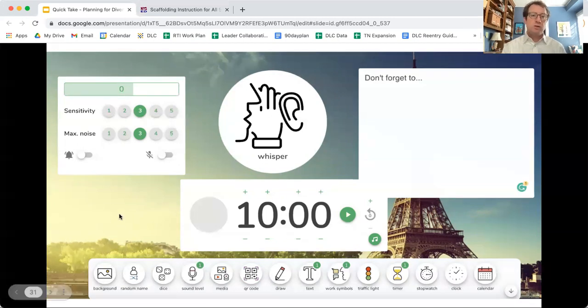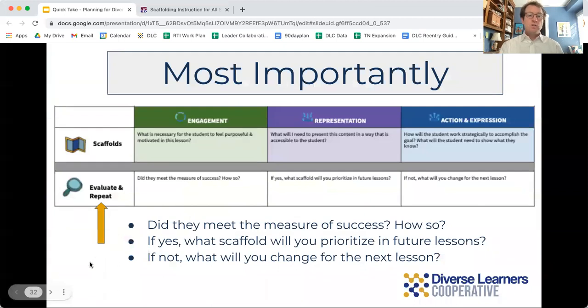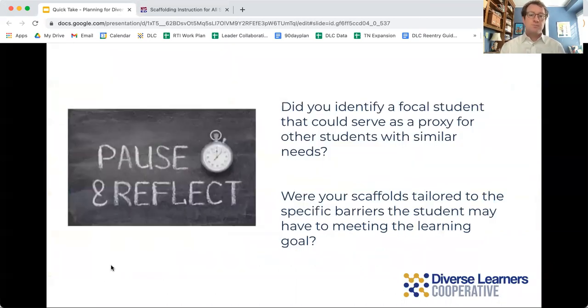It's called classroomscreen.com. And most importantly, at the end, you would look at the student work and ask yourself the questions found in that template, like, did they meet the measure of success? How so? And then take those learnings and repeat the process.